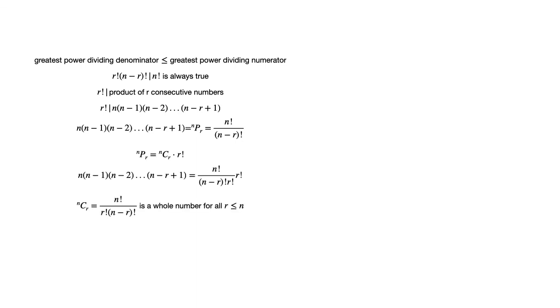But we recall from combinatorics that nPr equals nCr multiplied by r factorial, and we just showed that nCr is a whole number for all r less than or equal to n. Hence, the relation nPr equals nCr multiplied by r factorial states explicitly that r factorial divides nPr, or in other words, r factorial divides the product of r consecutive whole numbers.